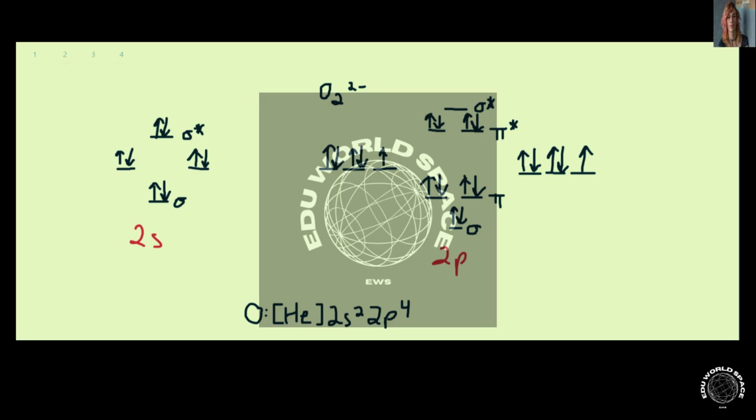And then we fill both of our anti-bonding orbitals. So since we have no unpaired electrons in either our bonding or anti-bonding orbitals, that means O2 2 minus is going to be diamagnetic. It will not be paramagnetic because we don't have any unpaired electrons.